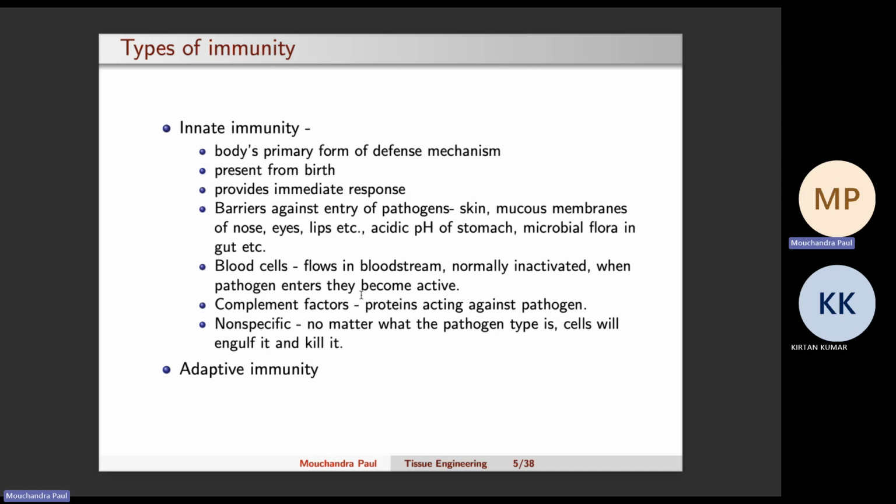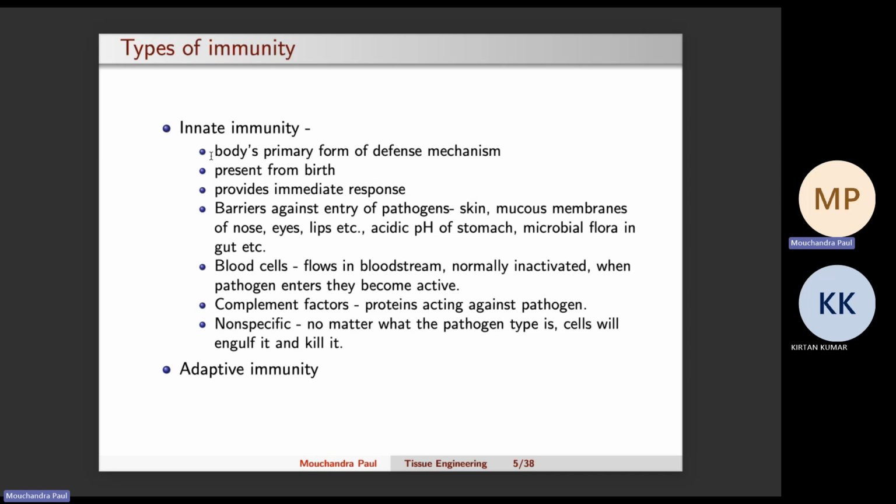Later on, the adaptive immunity comes. And the innate immunity is present from birth. So from our childhood, the innate immunity is there from the day we are born. It is responsible for giving an immediate response. So whichever pathogen attacks, the components of the innate immunity first go and try to fight it.